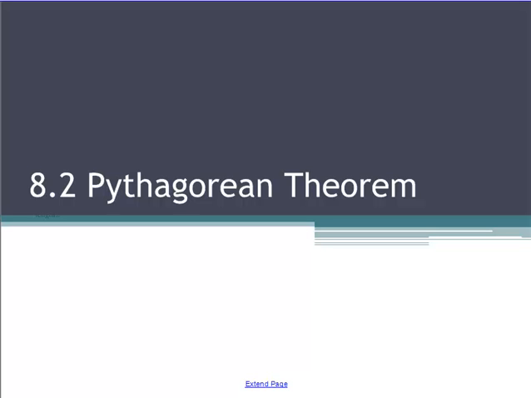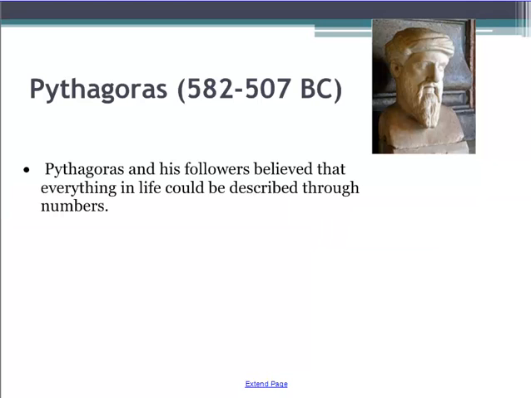So chapter 8 is going to start out talking about Pythagorean Theorem. This is something that you have seen before in previous years, previous classes, but today we're going to go more in depth and spend a couple videos on this topic. So Pythagorean Theorem was developed by a man named Pythagoras in 500 BCE.